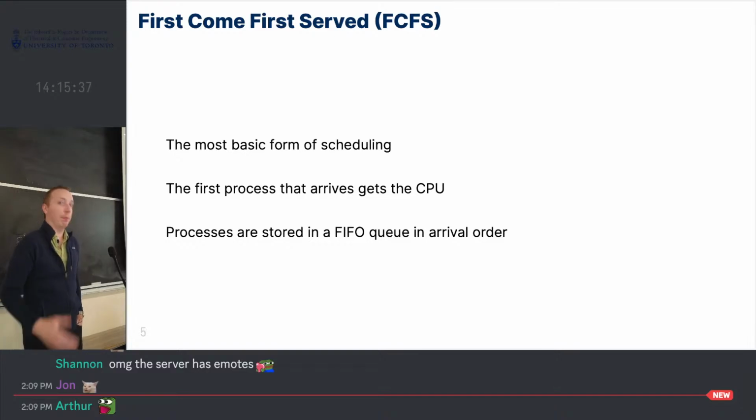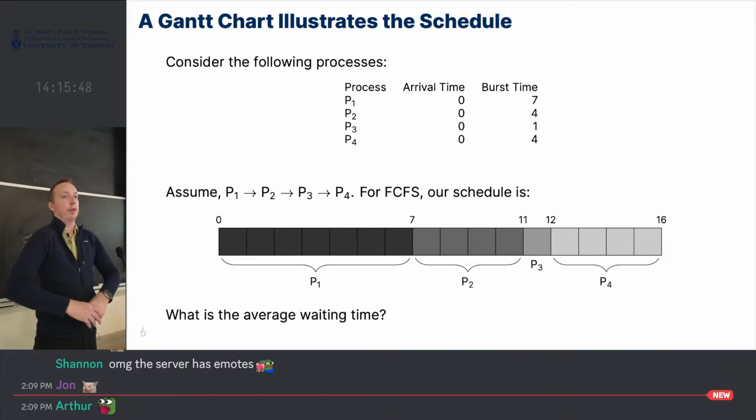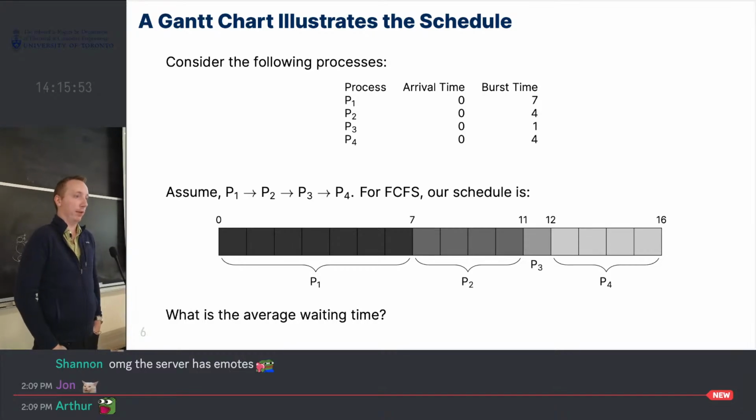And what process do we know runs next? Well, it's whatever is at the front of the queue, because that is the one that arrived first. So it's just a good old-fashioned line. Everyone loves Gantt charts, so that is how we will illustrate the schedule today.